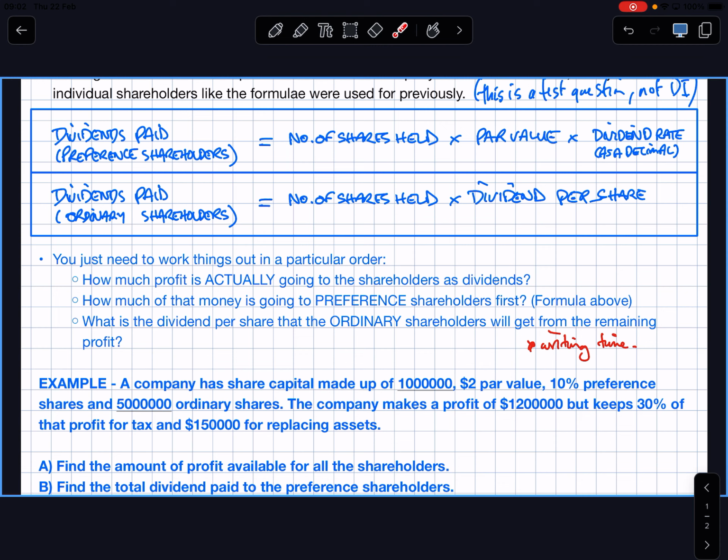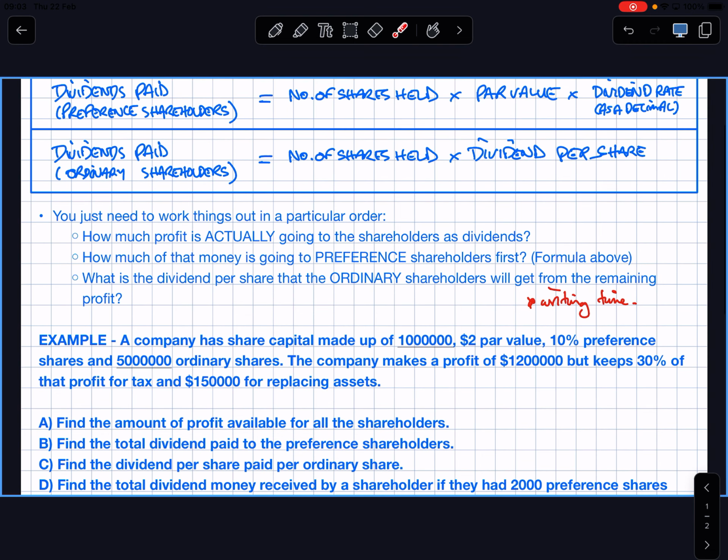What's special about preference people? When do they get their share of the profit? Do they get it first or last? First. They have to get their money first. So you need to work out how much profit is actually going to these people, then how much of that money goes to preference shareholders first, then you can work out the dividend per share that the ordinary people get later, and then you can work out everything from there.